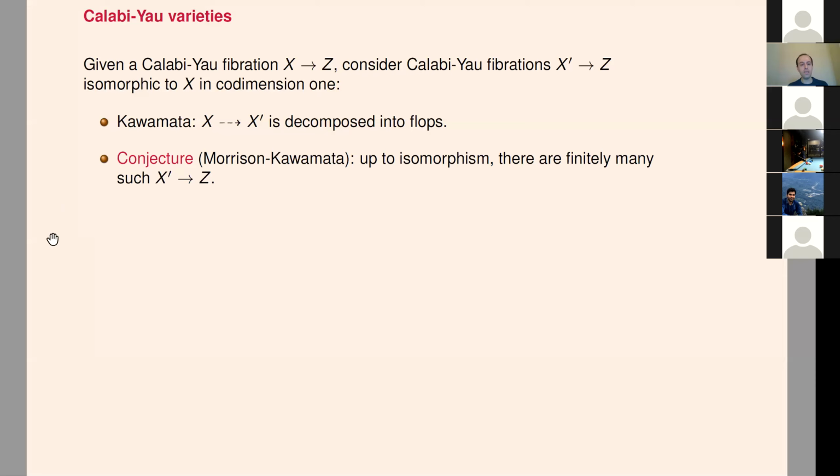And there is a related conjecture of Morrison and Kawamata, which says that up to isomorphism, and here X to Z is fixed, there are only finitely many such X' to Z. So in other words, if you ignore the birational map from X to X', and just look at X' itself as an abstract variety over Z, then you will have only finitely many isomorphism classes. And this is a very hard conjecture, which is still wide open in dimension 3. And they were motivated by, I think, mirror symmetry.